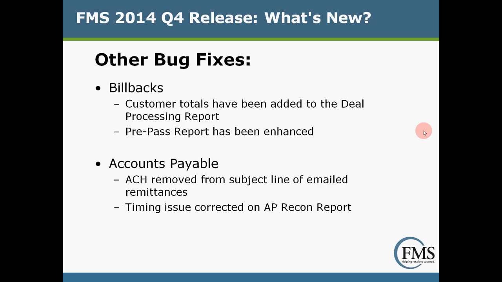And then the last 2 bug fixes around accounts payable had to do with the AP Recon report. In the past, you would sometimes get a timing issue if something posted in a later period that should have been in the current period based on a key data entry error or something like that. It was causing an AP Recon to be out of balance. Those issues have been corrected, so your AP Recon should not be out of balance based on timing issues in the future. Those 2 fixes are detailed there in the notes as well.